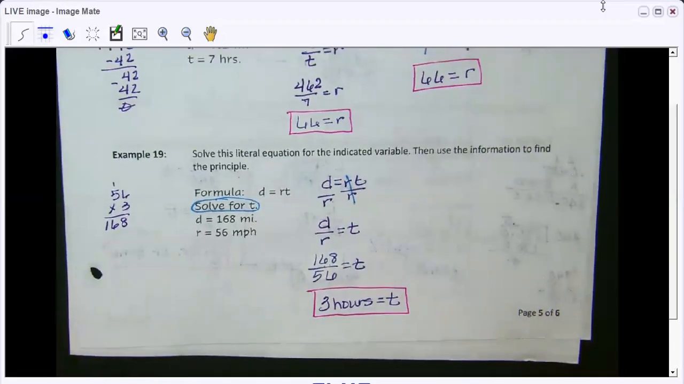So here is the answer for 19. Check to be sure. All right, any questions?